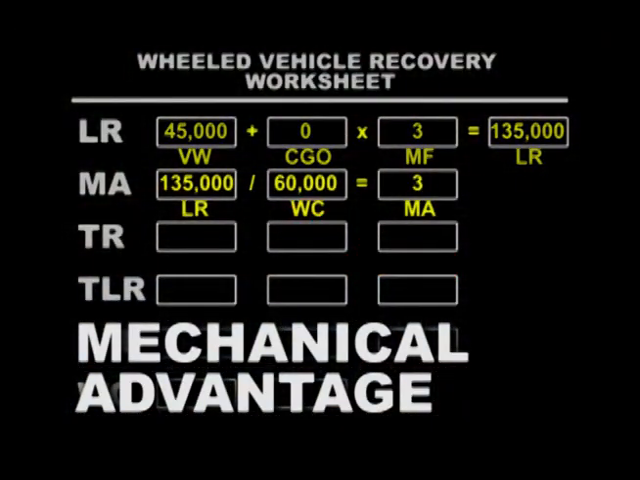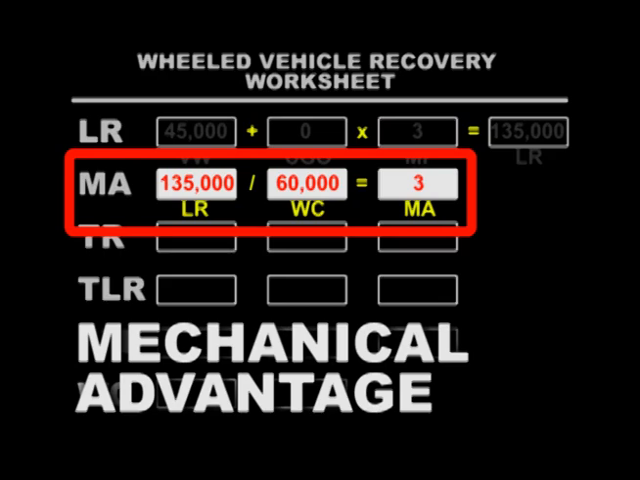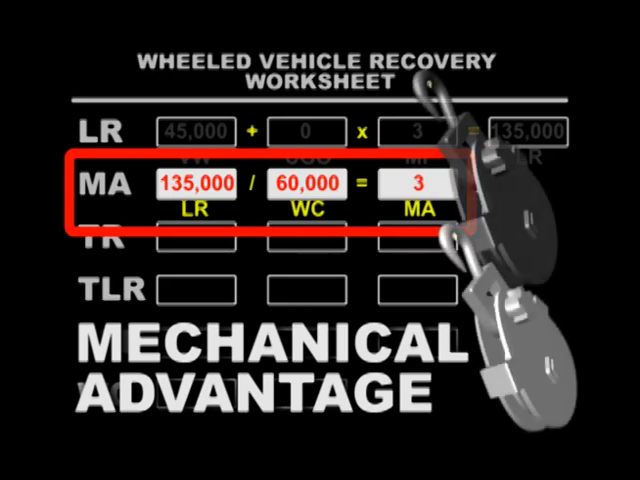To calculate the required mechanical advantage, divide the load resistance by the winch capacity. Our load resistance is 135,000 pounds, and our winch capacity is 60,000 pounds. So the required mechanical advantage is 3 because you must always round up to the next whole number. A mechanical advantage of 3 will require 2 blocks.